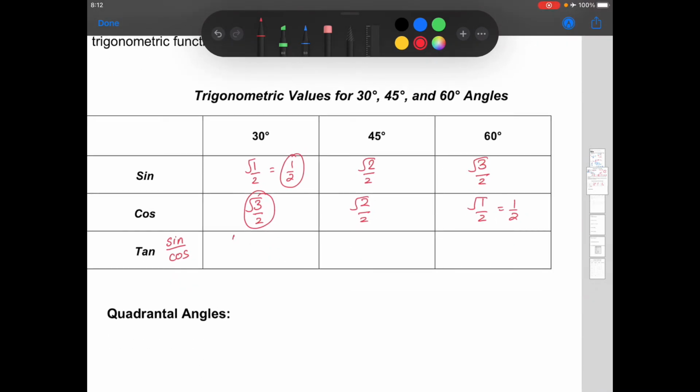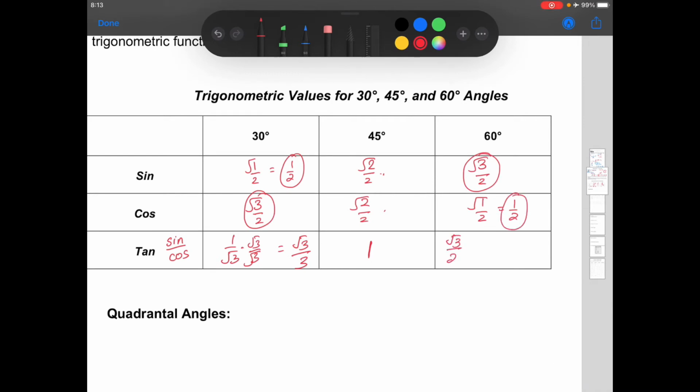It was 1 over rad3, right? Then we rationalized it, and then we got rad3 over 3. So think about it. Sine divided by cosine, same thing divided by itself is just 1. So tangent of 45 is 1. Now tangent of 60 is actually, again, divide this by this and keep change flip.